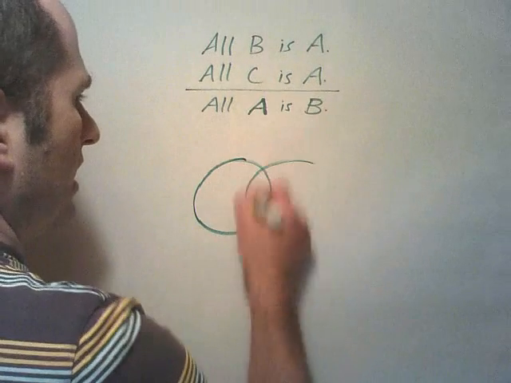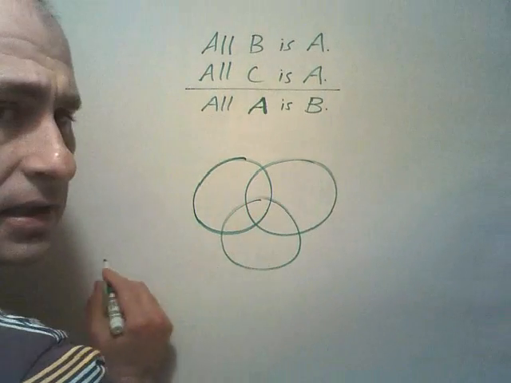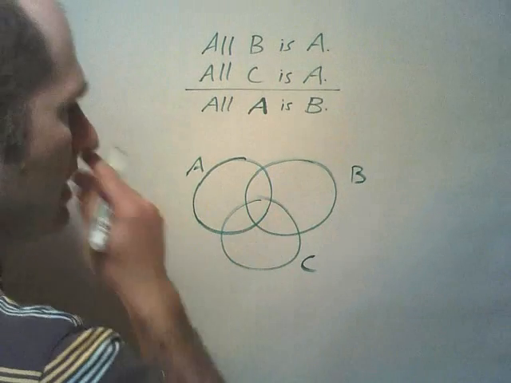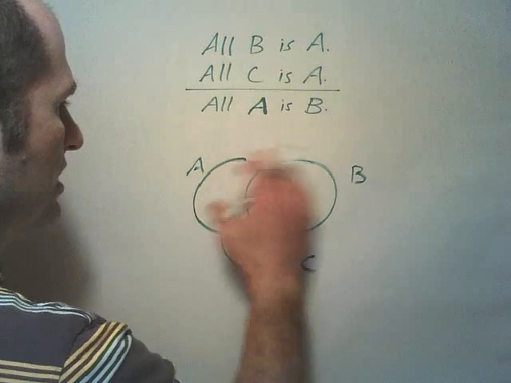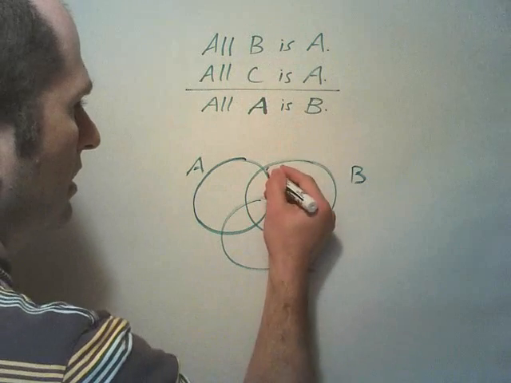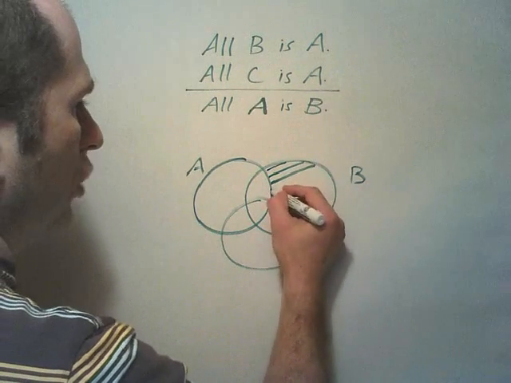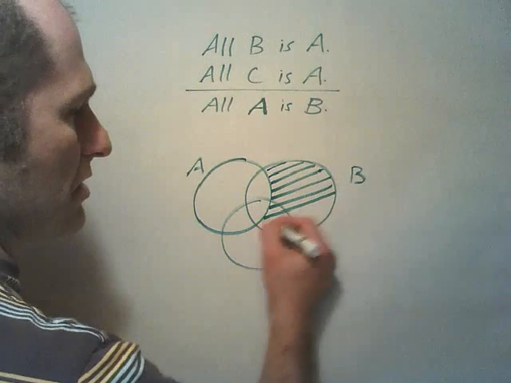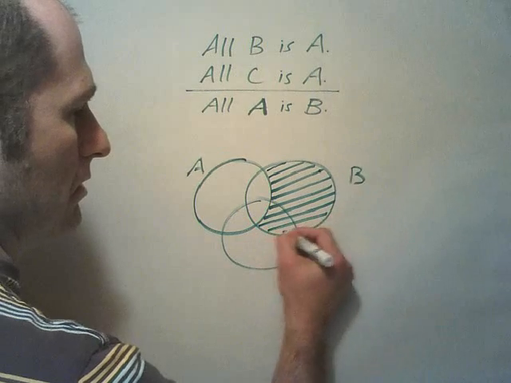So here's your A, B, C. First: all B is A. So remember, we're just dealing with A and B here. All B is A, so I'm going to cross this out. I can't have any open space that's in the B circle that's not also in the A circle. So this has to be out.